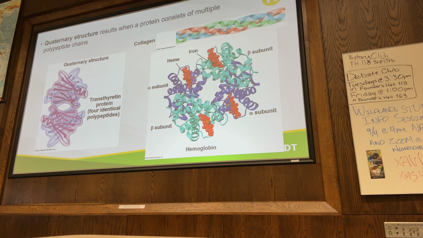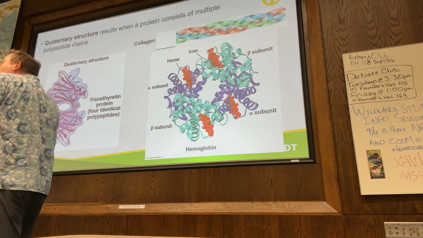Isn't that good? Wait, so alpha can bond with beta? I mean, it depends on what you're talking about, the alpha helices and the beta pleated sheets. Not really. Yeah. No, this is a bad path.